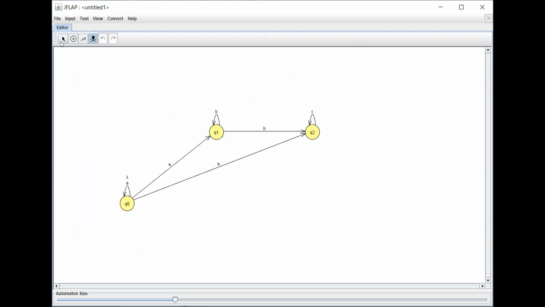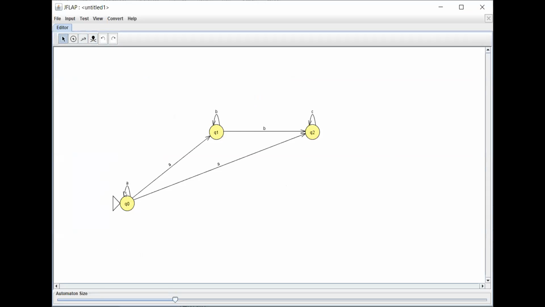Okay. So let me select this. Let me make it like initial state. Now this is my initial state. Let me remove the lambda transition. Okay. Then what are the final states?